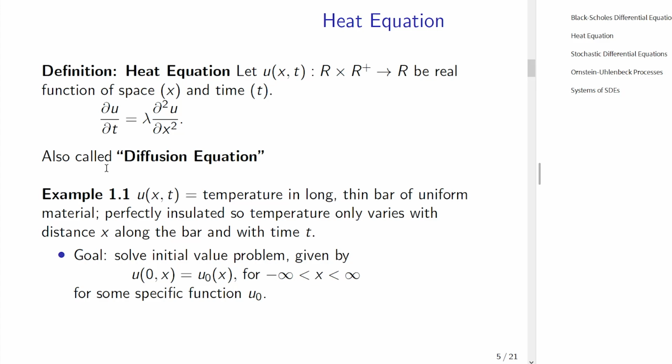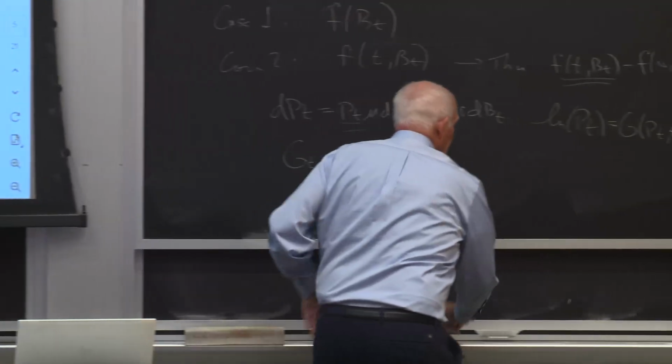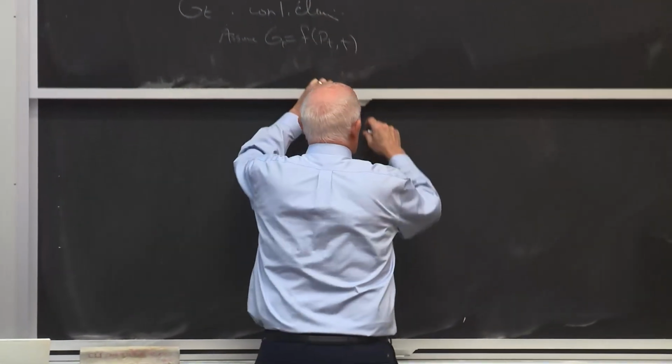is an equation that is satisfied by a function u if the partial of u with respect to t is equal to lambda times the second partial of u with respect to x squared. So this is the heat equation.